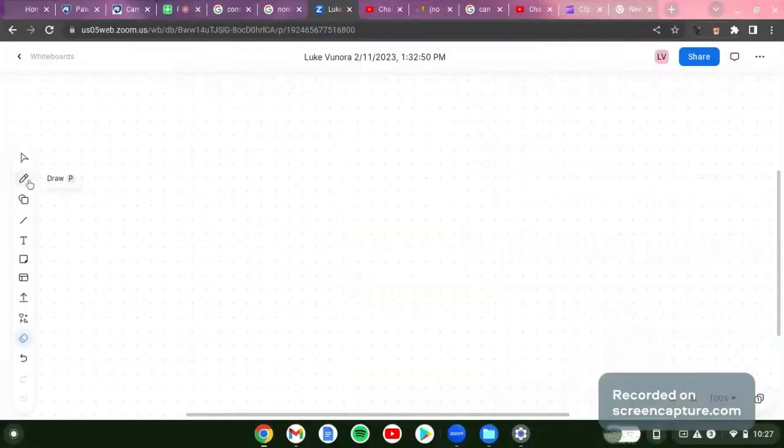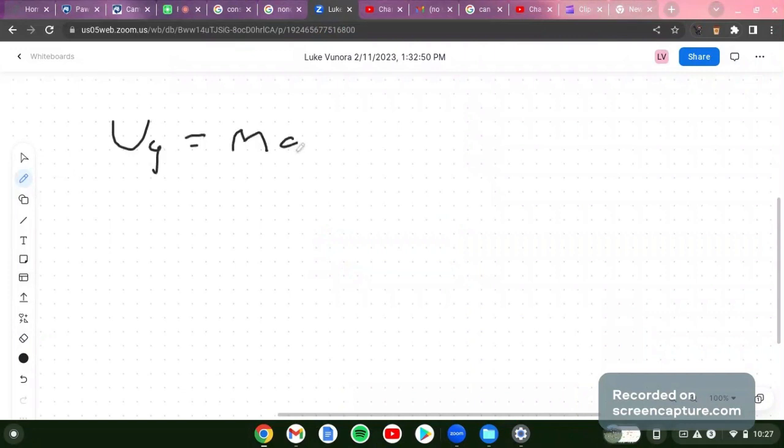All right. So after the racket hits the ball, it now has potential energy. There are two types of potential energy: potential energy due to gravity and potential energy due to a spring. For potential energy due to gravity, you have U_G equals mgh.